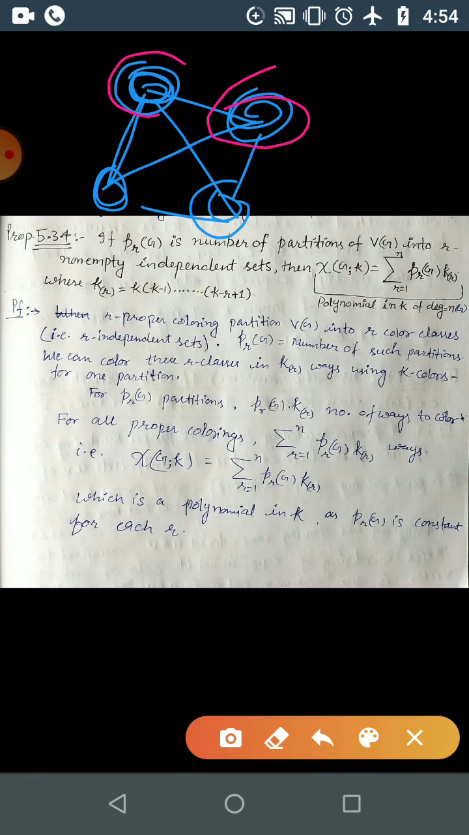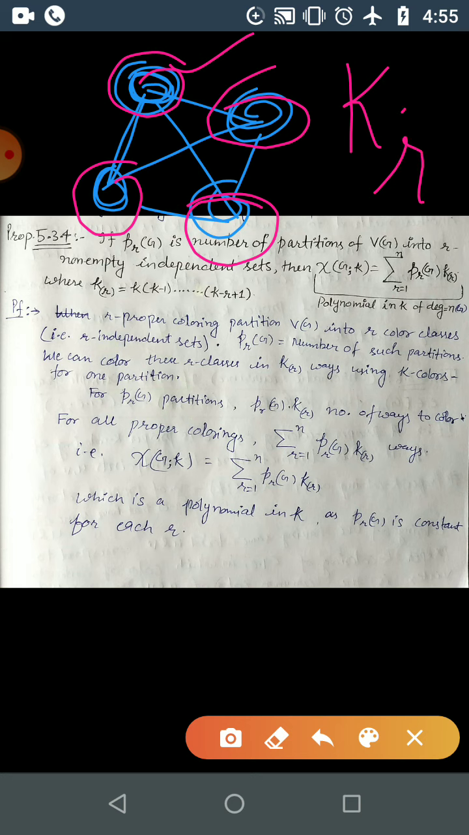this is another class, this is another class, and so on. Whenever k colors are given and r classes are given, you can say r vertices, where we want to use k colors, correct? And these r classes correspond to the complete graph. Then the number of ways will be k into k minus 1 and so on, correct? So that's why it is given.